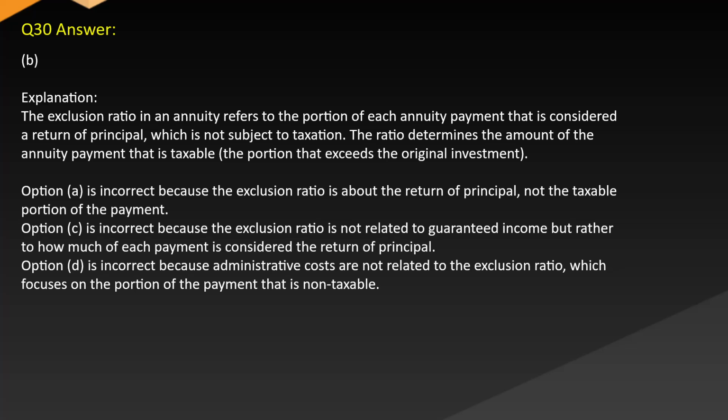Option A is incorrect because the exclusion ratio is about the return of principal, not the taxable portion of the payment. Option C is incorrect because the exclusion ratio is not related to guaranteed income but rather to how much of each payment is considered the return of principal. Option D is incorrect because administrative costs are not related to the exclusion ratio, which focuses on the portion of the payment that is non-taxable.